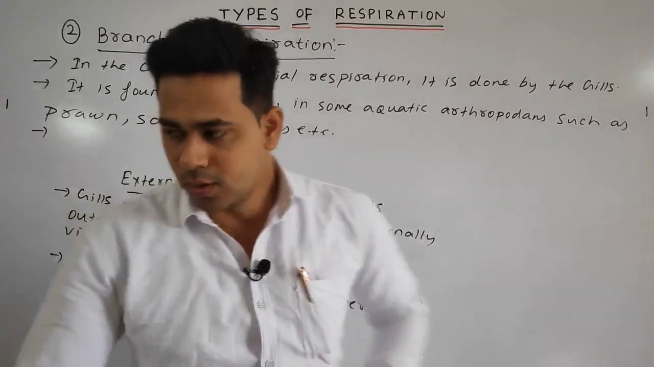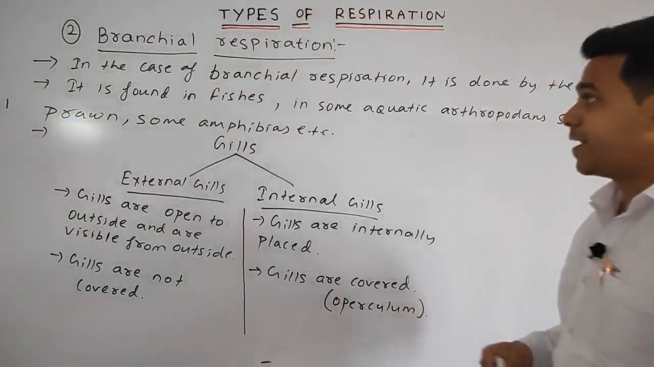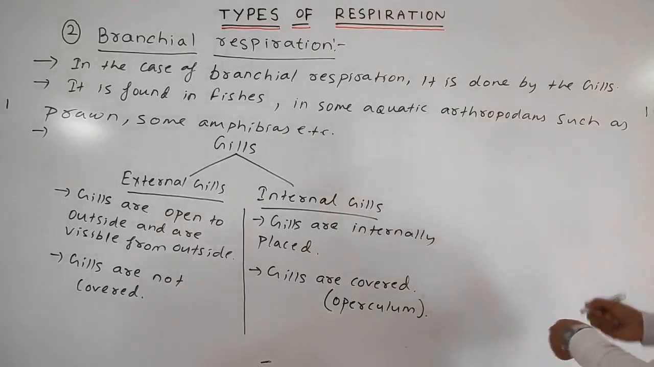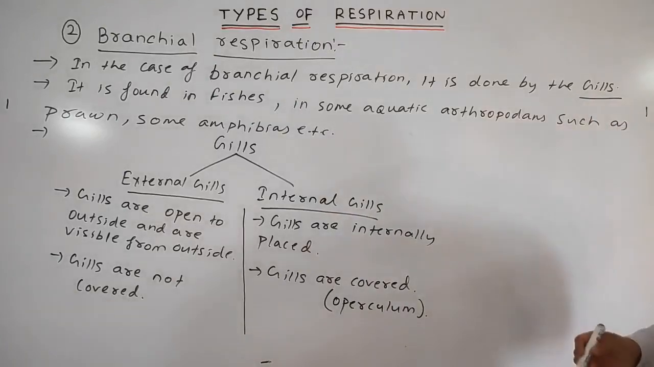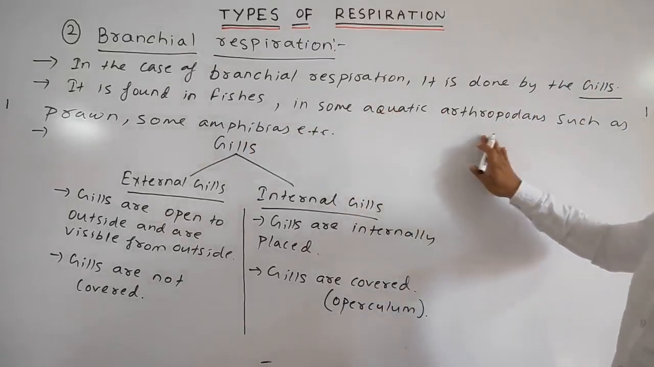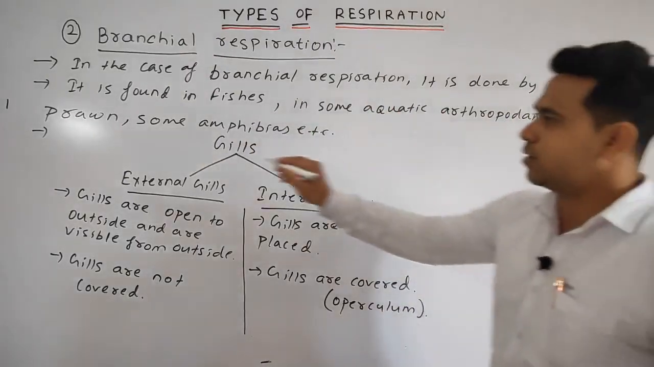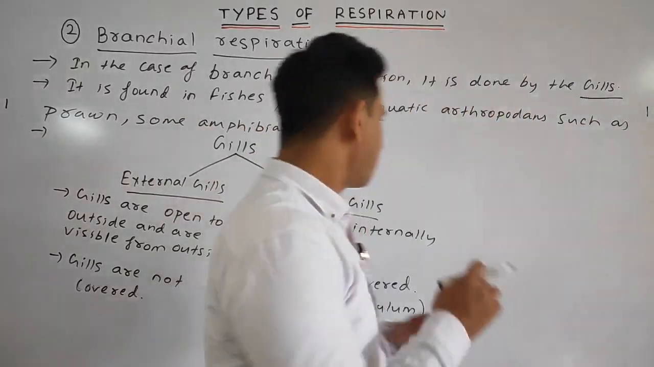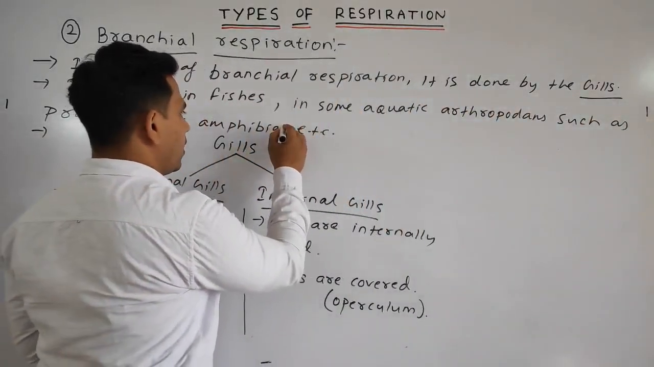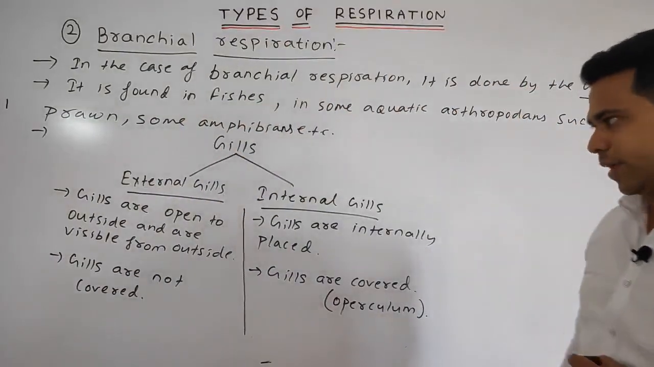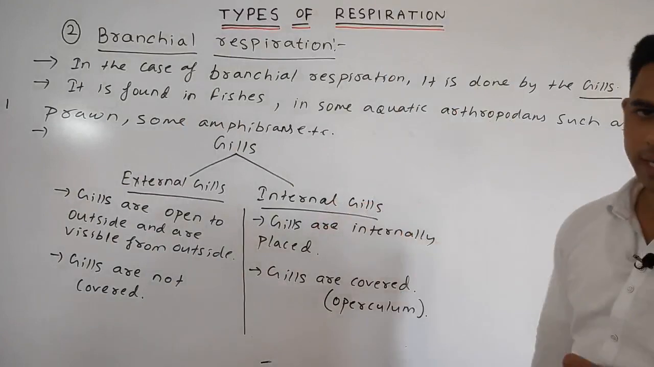Okay. So, branchial respiration, the respiratory organ is mainly your gills. It is found generally, obviously, in the fishes, in some aquatic arthropods such as the prawn, and also in some amphibians. Similarly, gills are divided into two types: external gills and internal gills.